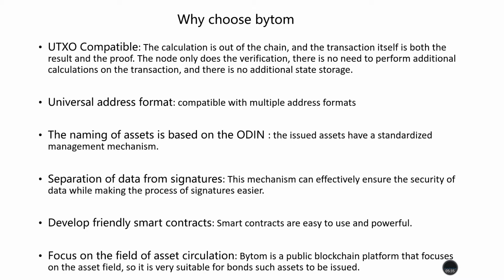All the issued assets have a standardized management mechanism. The fourth part is the separation of data from signatures. And also it's developer friendly for developing smart contracts. The last one is that we focus on the field of asset circulation. So Bytom is a public chain platform that focuses especially on the assets field. So it's very suitable for assets such as bonds, equities, and securities to be issued.